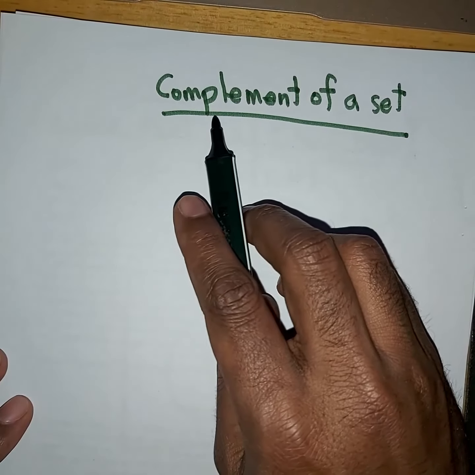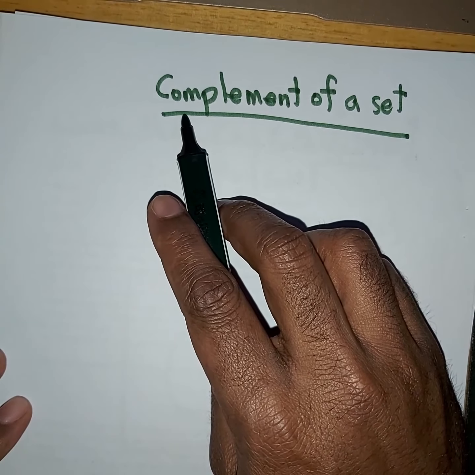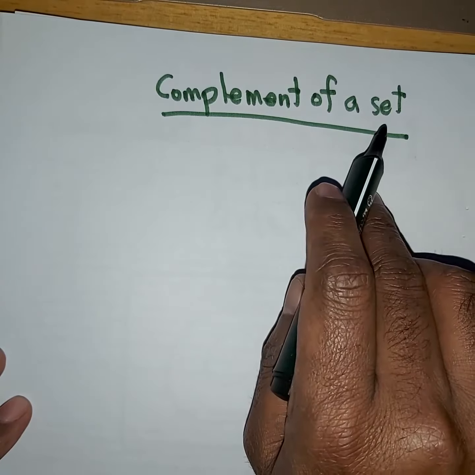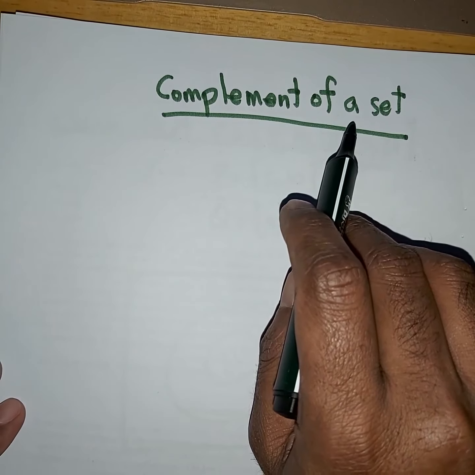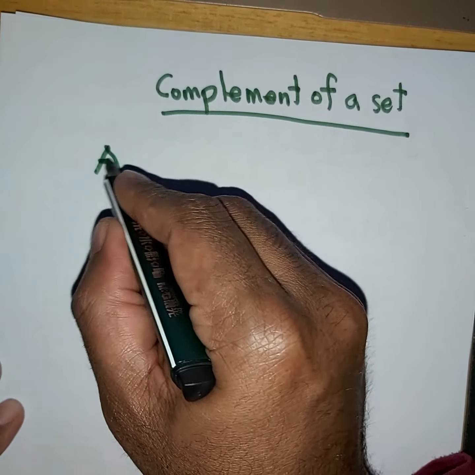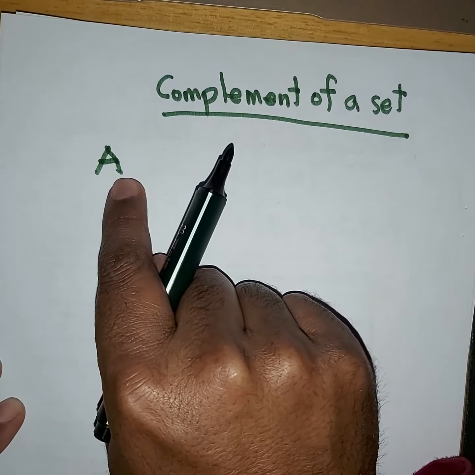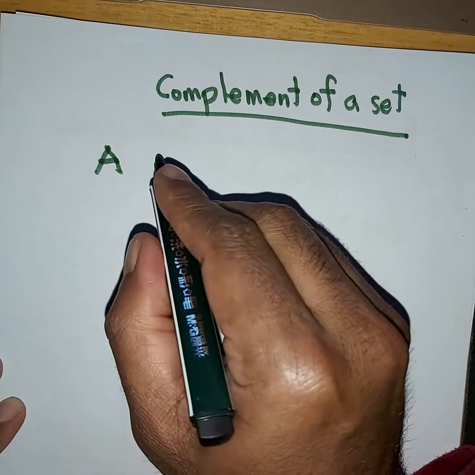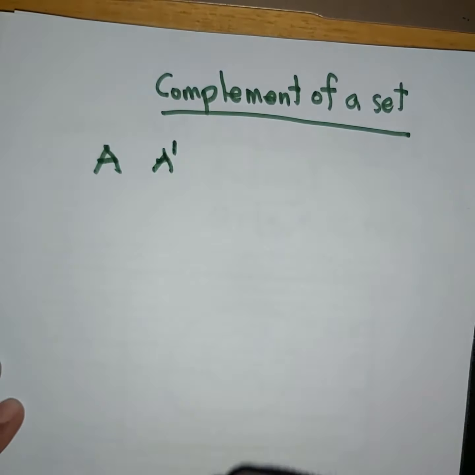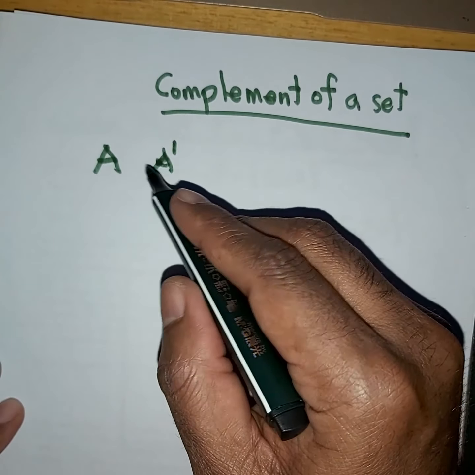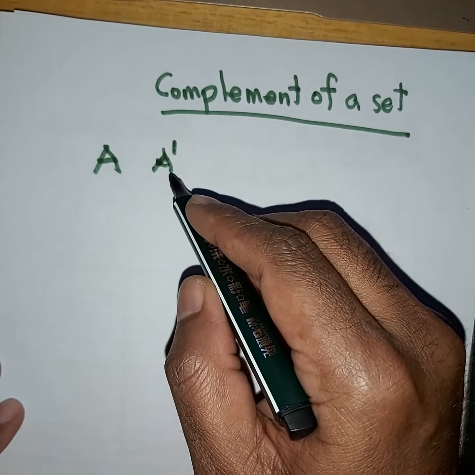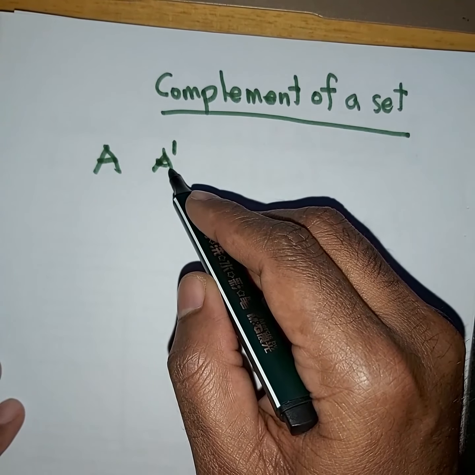Now look at the topic of the complement of a set. For example, if you have set A, the complement of set A, you may write it like this. That is how you denote the complement of set A.